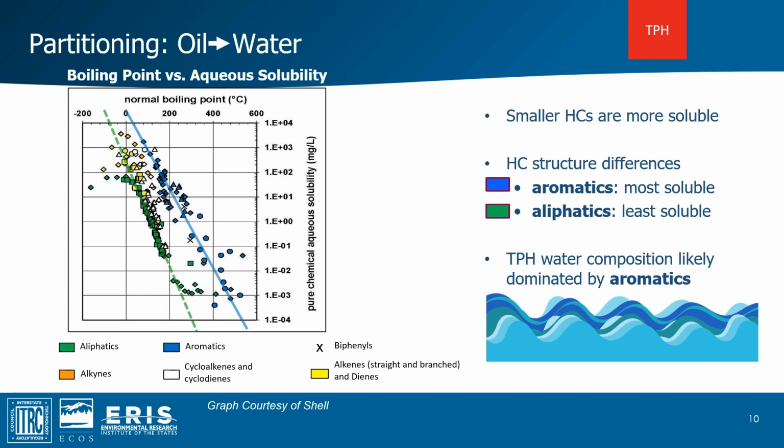Aromatics are represented with blue dots and the blue trend line on the graph. Given the same boiling point, the solubility limits of aromatics can be several orders of magnitude greater than aliphatic solubility limits, which are represented with green dots and green trend line on the graph. Now that we understand how TPH partitions in the environment, let's discuss ways we can measure TPH in the environment.